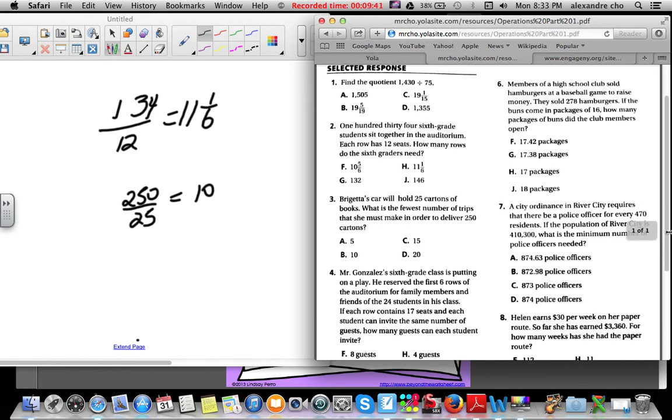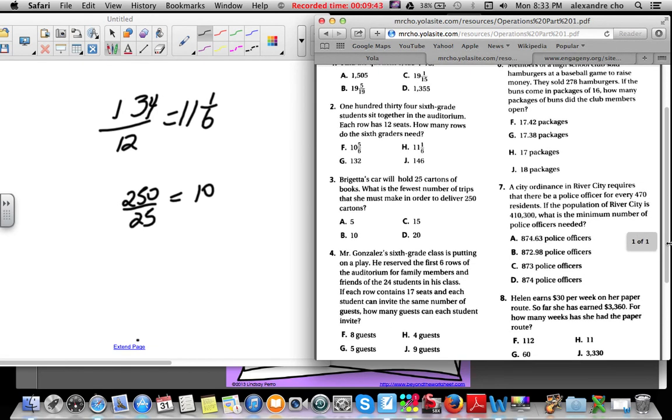Just lower that a little bit. Mr. Gonzalez's class is putting on a play. He reserved the first 6 rows of the auditorium for family members and friends of the 24 students in the class. Each row contains 70 seats. Each student can invite the same number of guests. How many guests can each student invite? What?